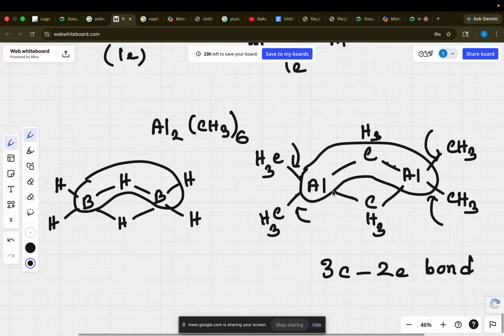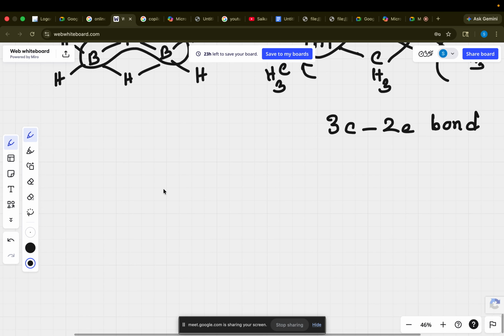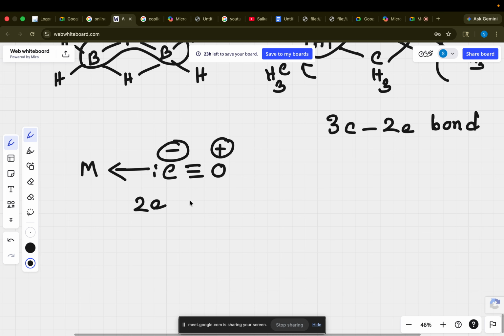Clear, right? Now suppose you have the carbonyl ligand. I told all of you that in carbonyl, oxygen is positively charged, carbon is negatively charged, and carbon has a lone pair that is donating to the metal center. First of all, it's a neutral ligand, and it's a terminal ligand. The electron contribution will be 2.